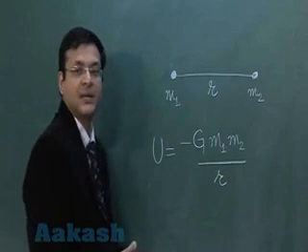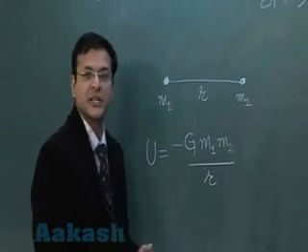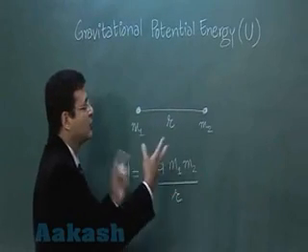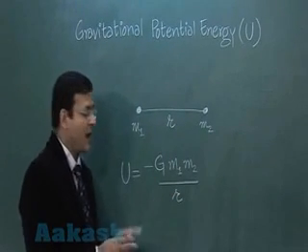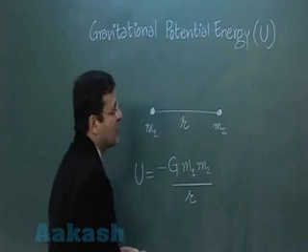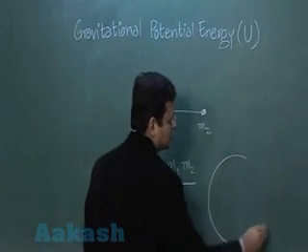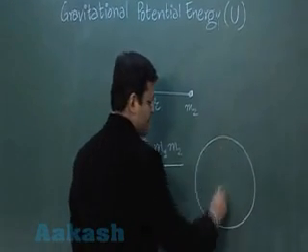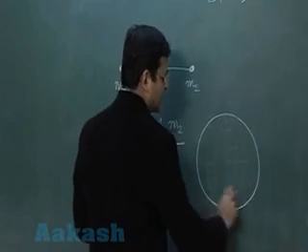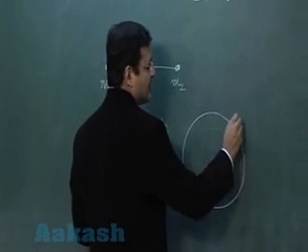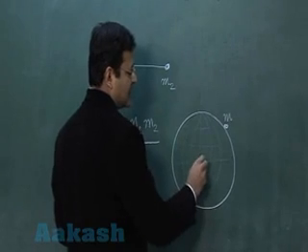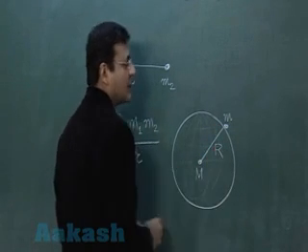If I quickly recap the definition of gravitational potential energy, it was the work done by external agent in bringing these two masses from infinity to this particular situation. Now, let us suppose that a particular body is kept on the surface of the earth. Say this is the earth, and say we are standing on the surface of the earth. Say there is a mass kept on the surface of the earth, small m, and this is the mass of the earth, and the separation between them has become capital R.